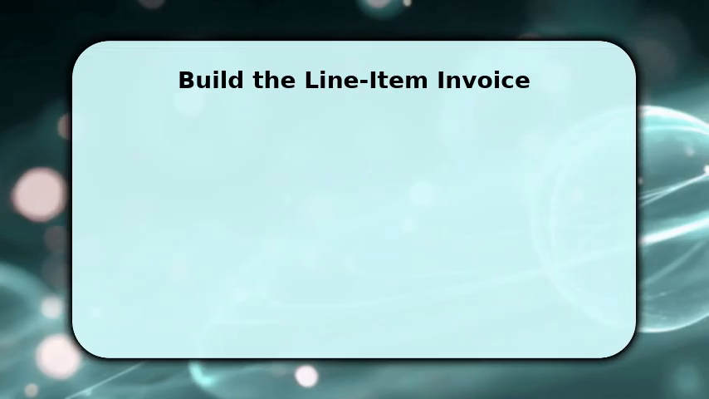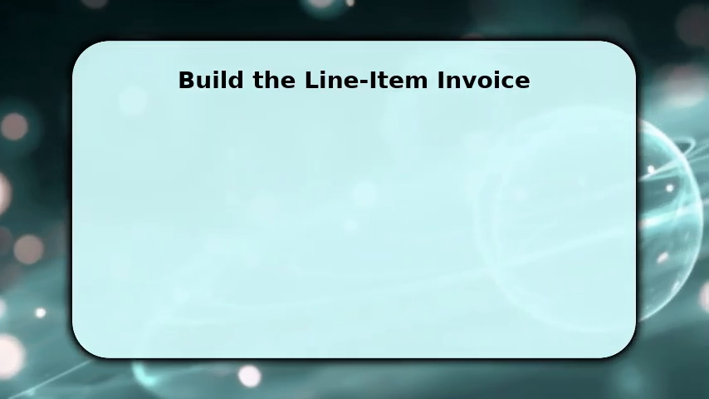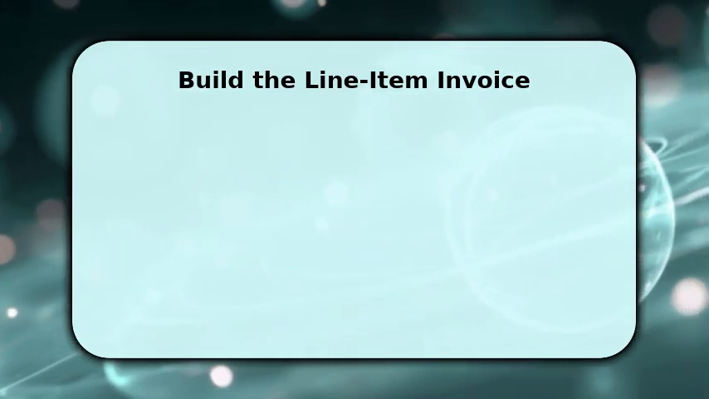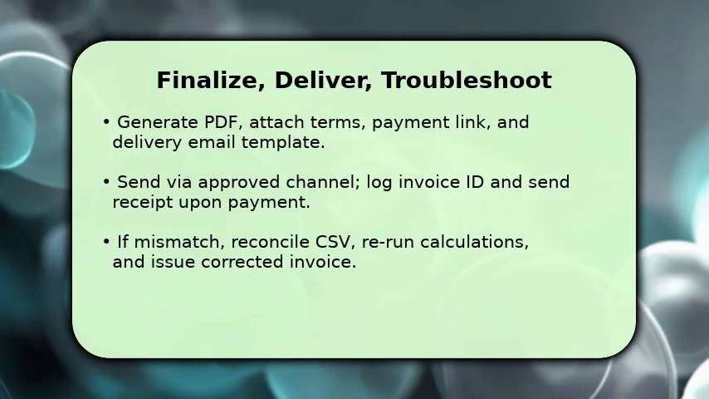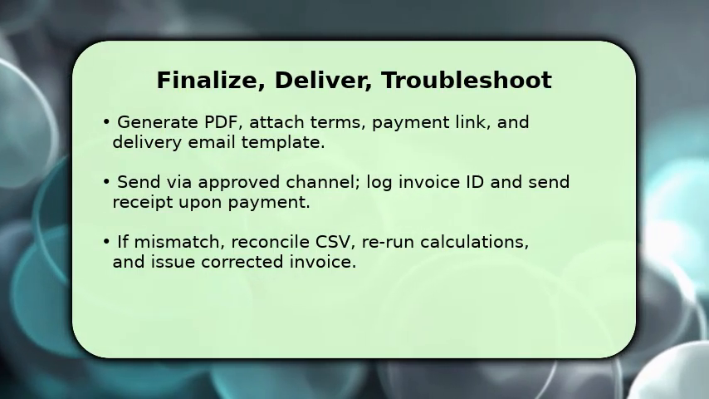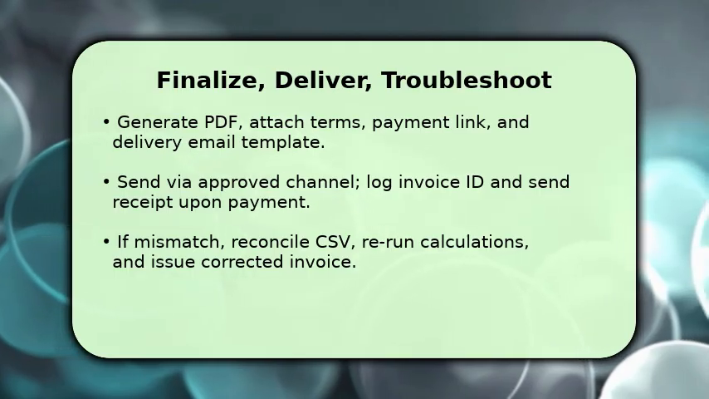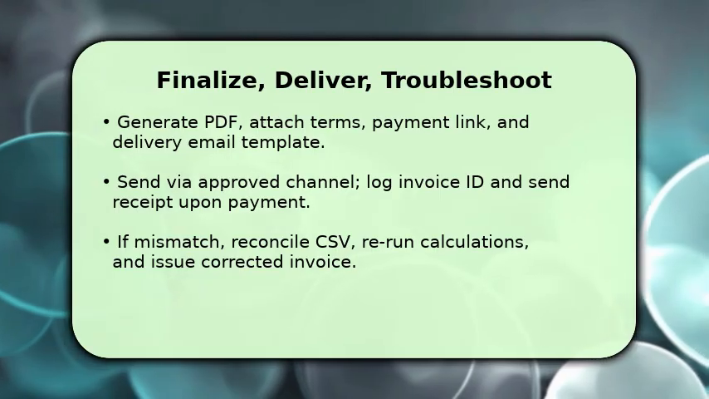Once line math is complete, sum subtotals, taxes, and fees, and verify rounding rules. Make sure next billing date and payment terms appear on the invoice. Finally, generate a PDF invoice with clear terms, a payment link, and contact info. Attach supporting CSVs for usage and credits, then send through the approved email or portal and log the invoice ID.